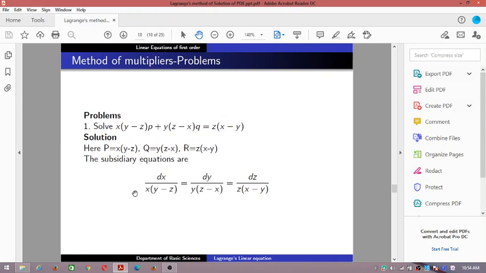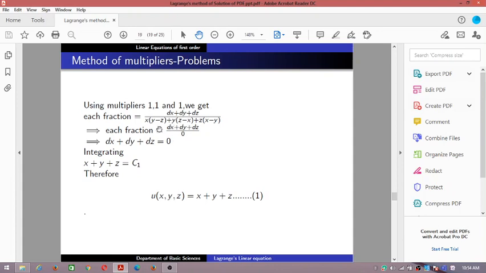Lp plus Mq plus Nr becomes x into y minus z plus y into z minus x plus z into x minus y. Let us simplify this. This is xy and here we have a minus xy. They will be cancelled out. Here minus xz and plus xz will be cancelled out. Here plus yz and minus yz will be cancelled out. And this term reduces to 0.